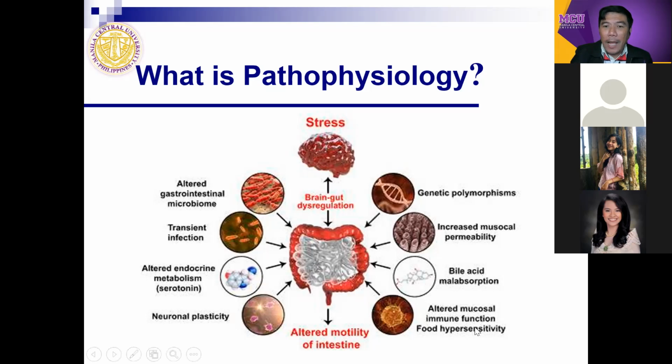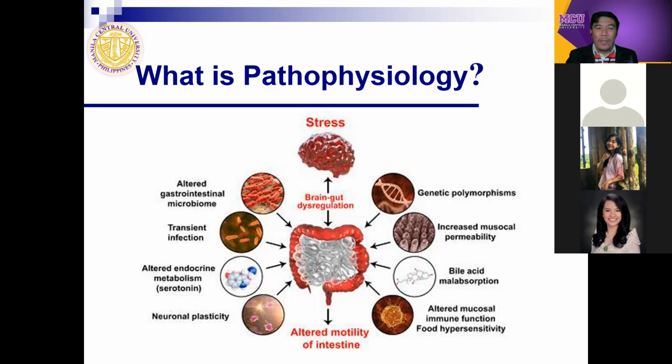So next, it may alter mucosal immune function. If we say altered mucosal immune function, this is what we call food hypersensitivity, where every time that you eat, it will cause the possibility of either abdominal distension, or in colloquial terms, kabag, or possibly there could be food hypersensitivity if you have epigastric or hypogastric intestinal pain, because the food may not facilitate the appropriate digestive process. So that may possibly irritate the intestinal mucosa.